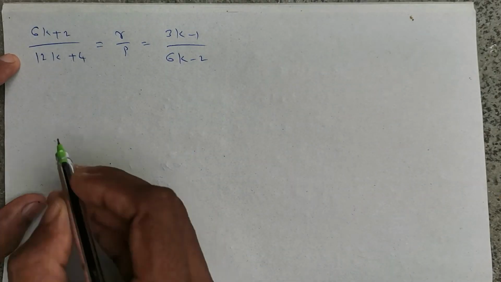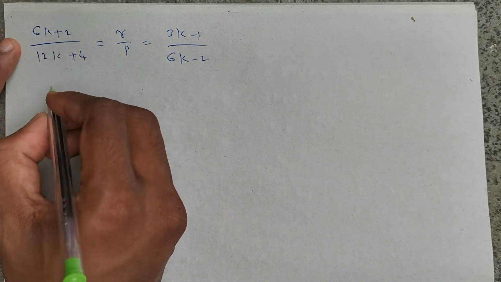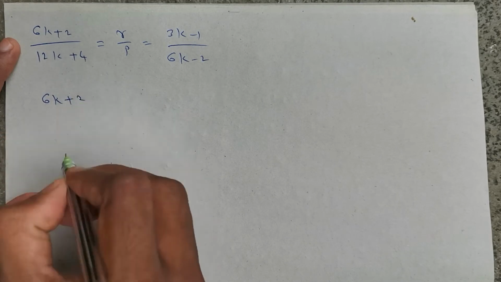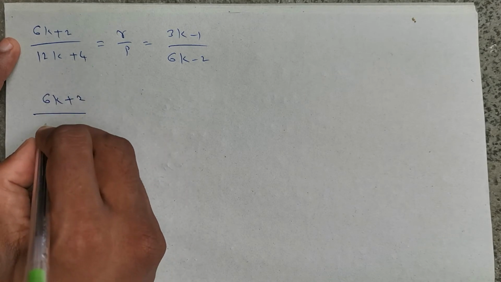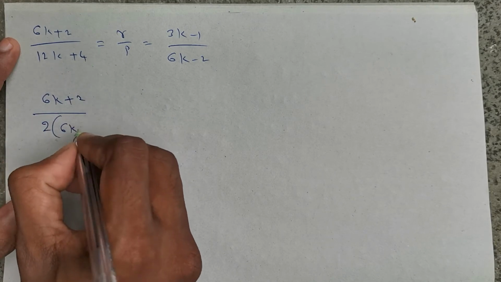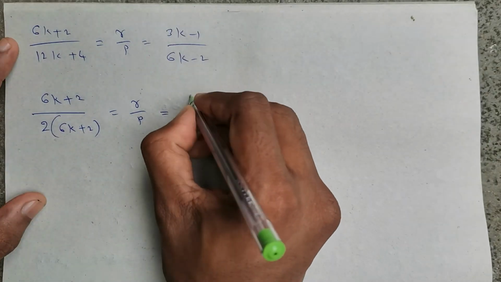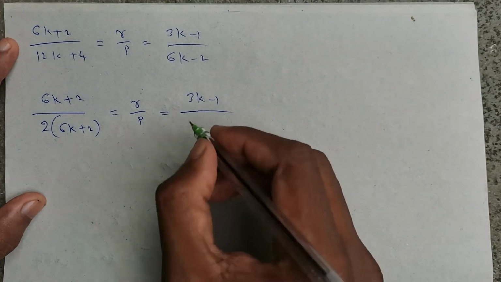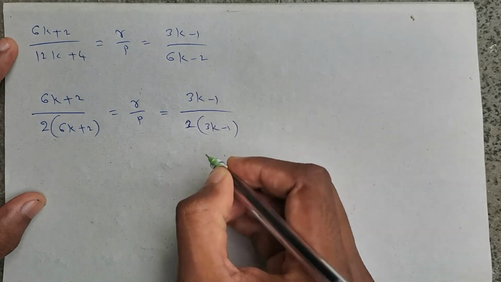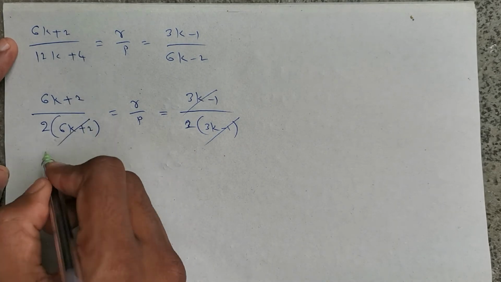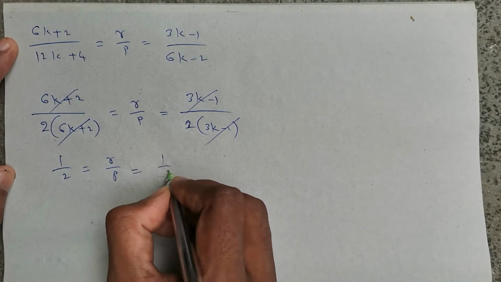Now, this first one I am not touching anything. Otherwise, yeah, you can take 6k common also, okay, no problem. First numerator I am writing as it is 6k plus 2 divided by, from the denominator 12k plus 4, I am taking 2 common. So if we take 2 common, we remain with 6k plus 2, which is equals to r by p, which is equals to, here also same, numerator 3k minus 1 as it is divided by, from 6k minus 2 I am taking 2 common, then we remain with 3k minus 1. Here 3k minus 1 cancel, 6k plus 2 cancel, so we remain with 1 by 2 is equals to r by p, which is equals to 1 by 2.